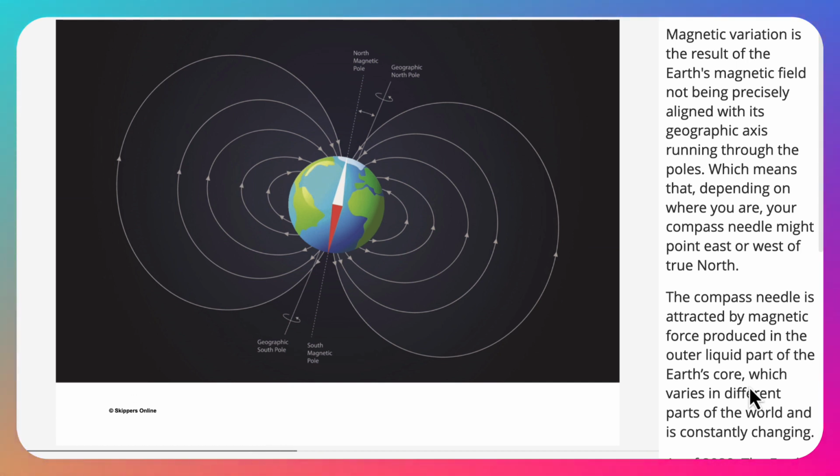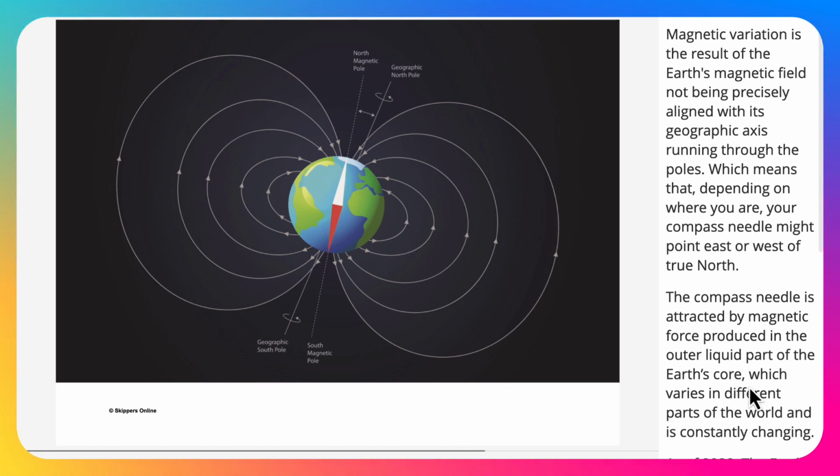As of 2020, the Earth's magnetic North Pole is within the Arctic Ocean and not far from the international dateline, a few hundred miles from the true North Pole. It is moving away from Canada and towards Siberia. So, magnetic variation changes with position and time.